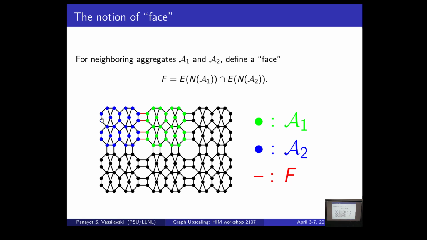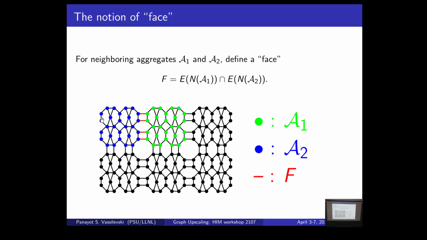All right. The difficult part is what we do with the edge degrees of freedom. That's why I needed this boundary and interfaces between two aggregates. So if you have two aggregates, a blue and a green one, there are some edges that connect these two sets. So any such pair of aggregates defines an interface, which I call F, or face. For lack of a better name, I used the word face.